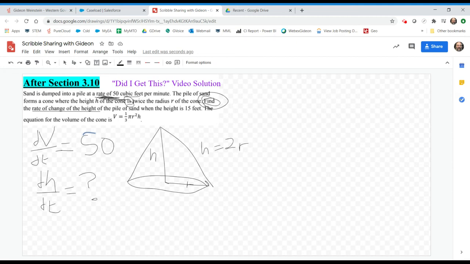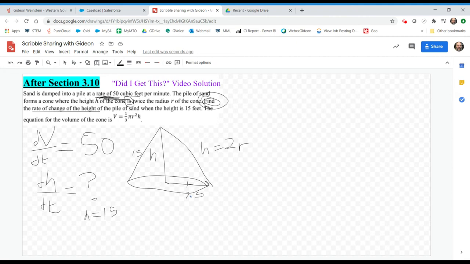Of the pile of sand when the height is 15. So we want to figure it out when h equals 15. We want to know dh/dt when h is actually 15. So at the instant, right, the sand keeps piling in, but at the instant we're 15 high, and therefore 7.5 wide, since height is 2r, we want to know how fast the height is getting taller.